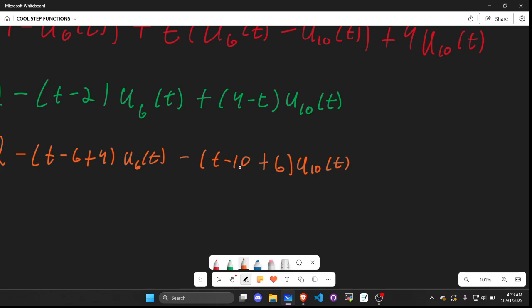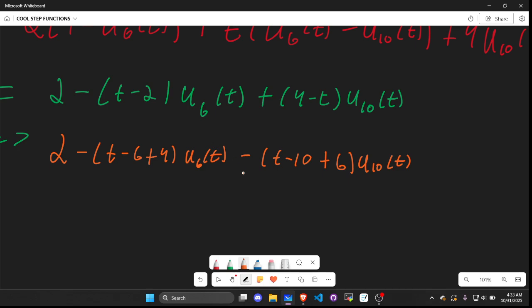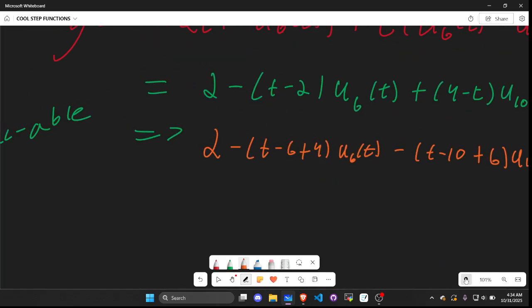Because if you do negative 10 plus 6, that's a negative 4. Distribute the negative, you'll have the negative inside. So yeah, this is basically equivalent. Now we're going to want to take the Laplace transform.